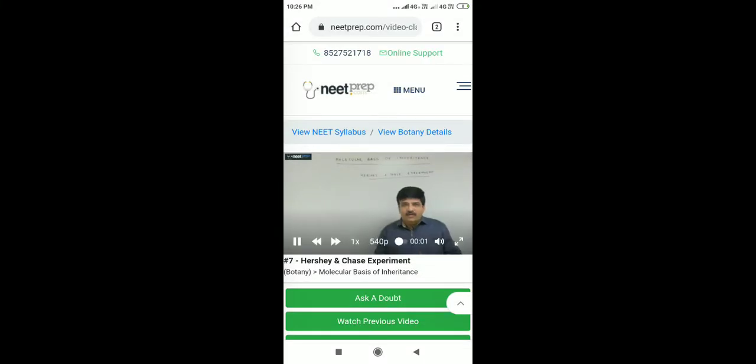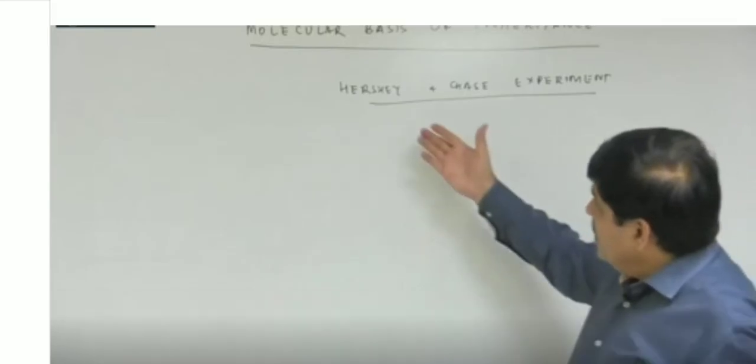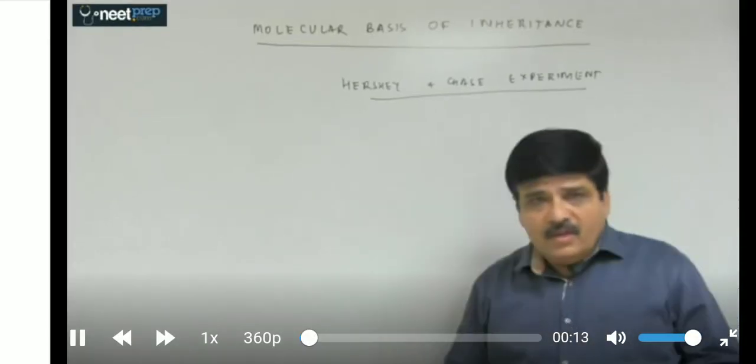So we are continuing our discussion of molecular basis of inheritance. This chapter is present in your class 12th NCERT textbook, and the topic of discussion of this particular video would be the Hershey and Chase experiment.